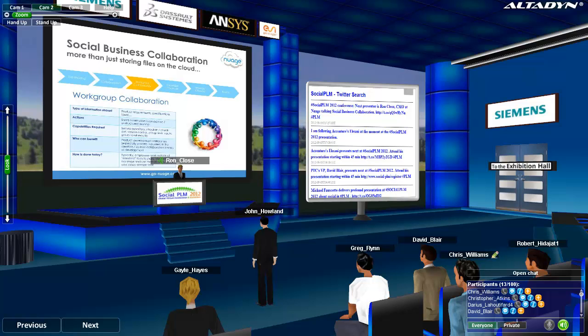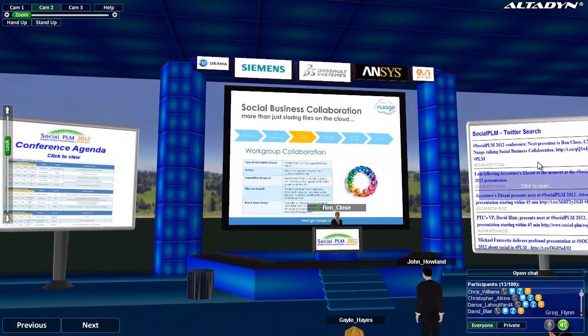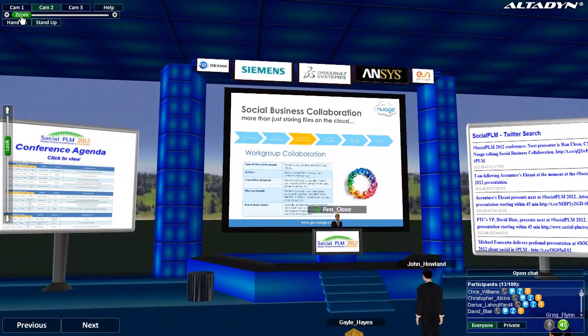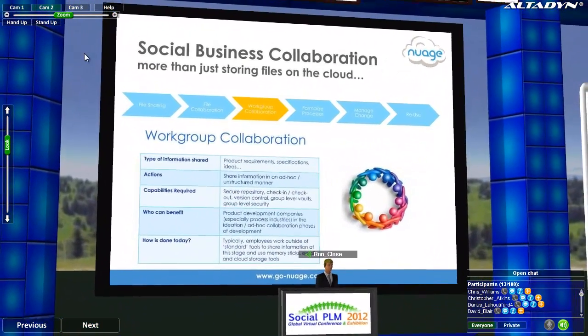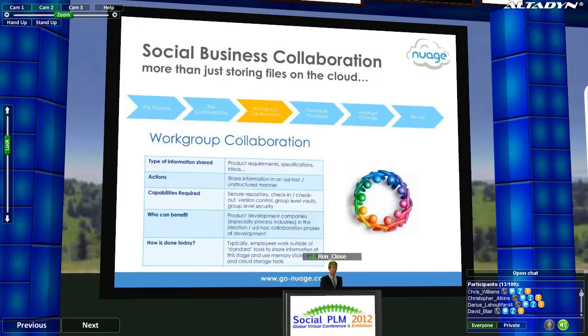As we move towards workgroup collaboration, this is where we see collaborative tools being used more in the workplace and in traditional product lifecycle management companies. So now you're sharing product requirements. You're sharing information in an ad hoc, unstructured manner. In a larger company, this could be the product innovation team, or it could be the marketing guys coming up with product specifications.